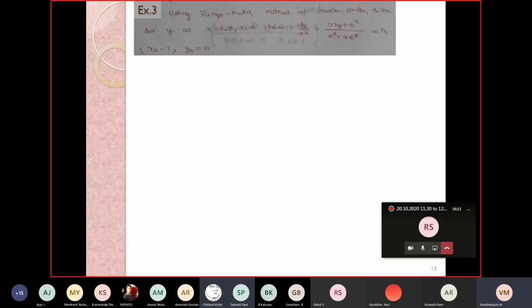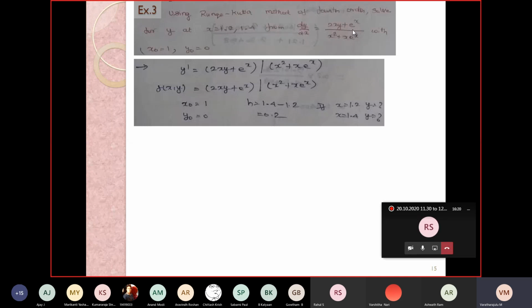Point 2. Yes, 0.2 is the h. We can rewrite the given dy by dx as y dash, which is a function of x comma y. If it is a function of x comma y alone, then prefer these formulas. Else, if it is x comma y comma z, then we need different formulas. That is the simultaneous Runge Kutta method, for which solving formulas are available. Today we'll see that too.